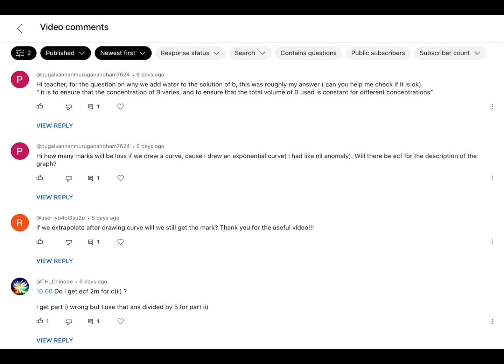There was also this comment asking whether if they got the concentration of B in experiment 1 wrong, but they used the value and divided it by 5 to get the concentration of B in experiment 2, will they get the marks? The answer is yes. Again, if there's no error in your calculation, you should get error carried forward for that.